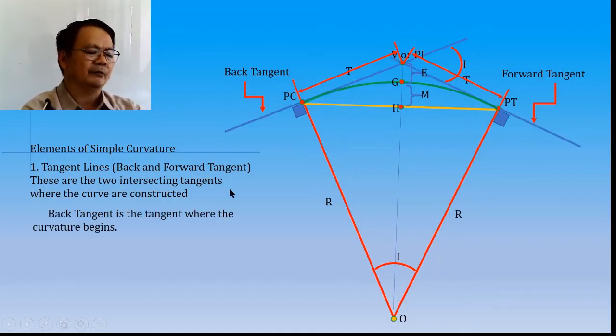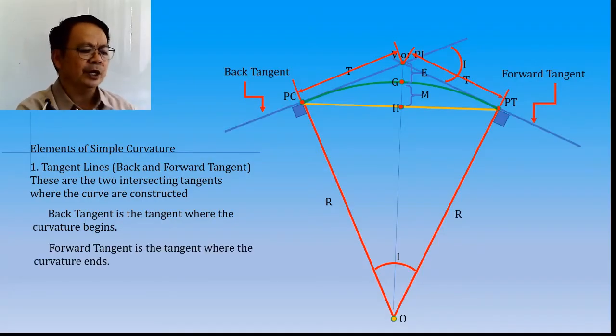Alam yung back tangent? Ang back tangent is a tangent where the curvature begins. Ito yung tangent na kung saan nagsimula yung curvature. Diba? And the other one is the forward tangent. Ito naman yung tangent na kung saan yung curvature ends. Nakikita natin yan, nagbiblink siya.